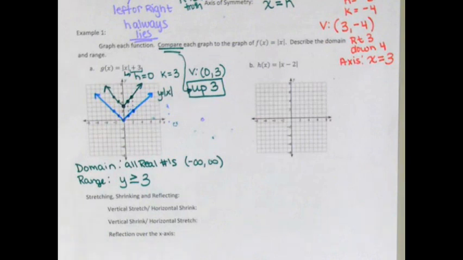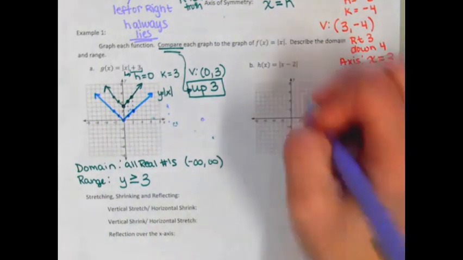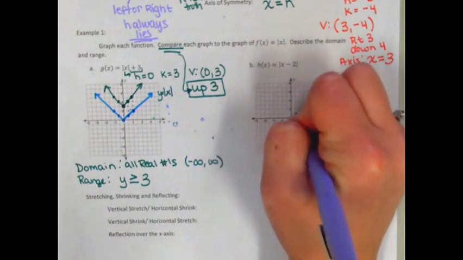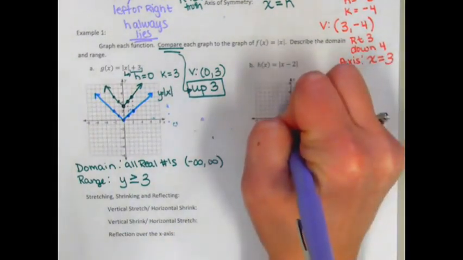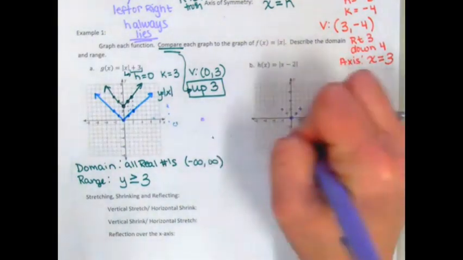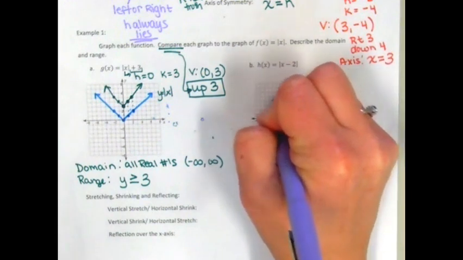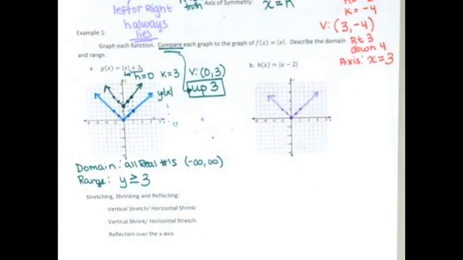All right, let's look at B. So I'm going to go ahead and graph my parent function again. Are you guys okay with that? 0, 0, 1, 1, 2, 2, and then backwards. The only reason why I do this is because if I'm just shifting left, right, up, or down, it's easy to count, isn't it? Counting's a lot easier than actually plugging in and doing the math.